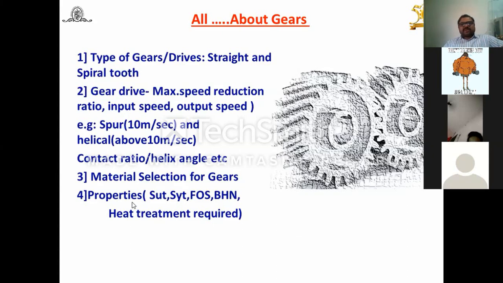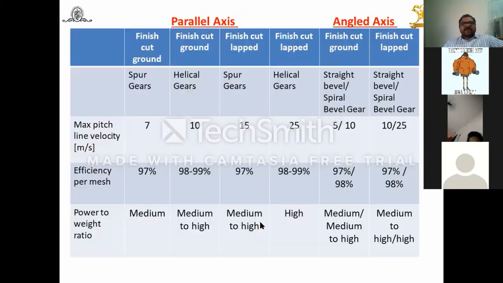Then another important one is the property. Once you have selected the material, you need SUT, SYT, FOS, BHN, and the heat treatment required. After selecting the material, there is no need to select a high or costlier material. We can do different heat treatments to improve the hardness of the gear tooth or its casing, or we can minimize the cost by using these heat treatment processes. I will elaborate on that also.